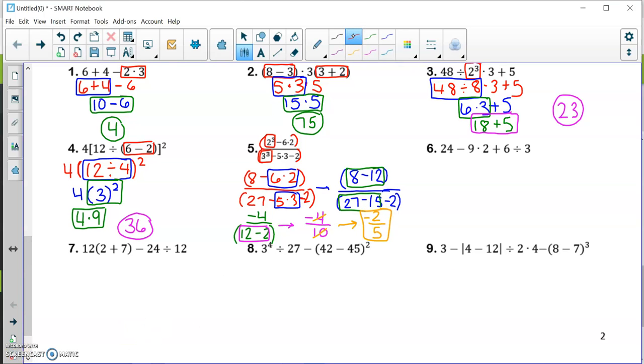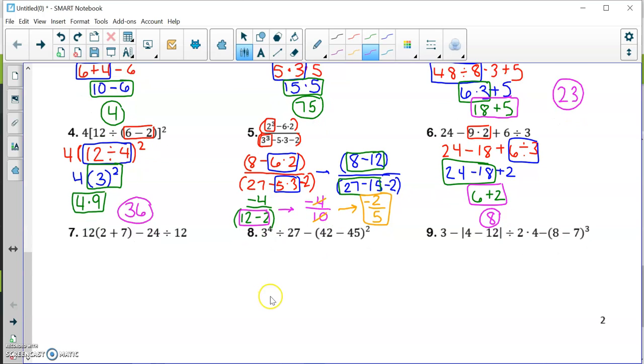Moving on to number 6, we're going to start with multiplication and division from left to right because there are no parentheses or exponents. So I have a 24 minus an 18 plus a 6 divided by 3. I'm now going to do the 6 divided by 3. So I have a 24 minus an 18 plus a 2. I'm now going to take care of the 24 minus the 18, which I get a 6. And then I have the 6 plus 2, which gives me an 8.